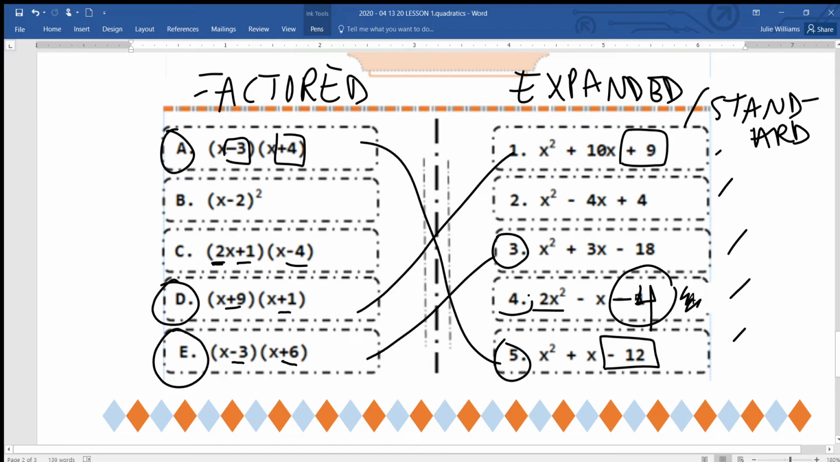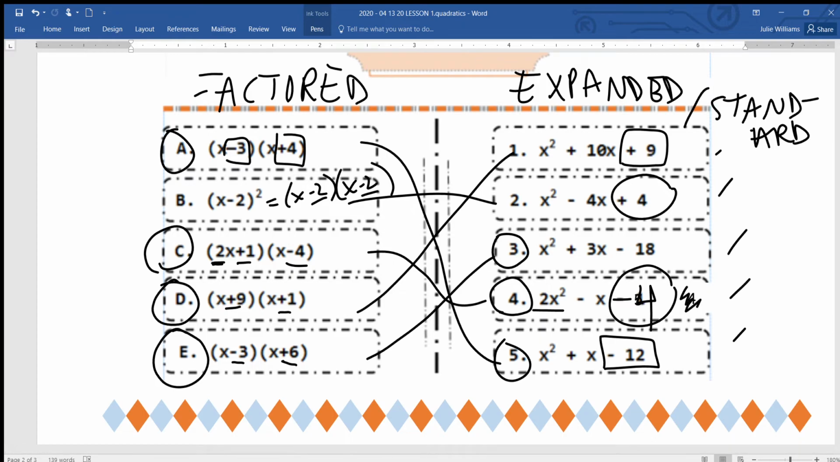So C and 4 go together. And then we have one left over, but let's make sure that it makes sense. Remember, this is the same thing as x minus 2 and x minus 2. If I were to multiply negative 2 times negative 2, it'd be negative 4. That makes sense.